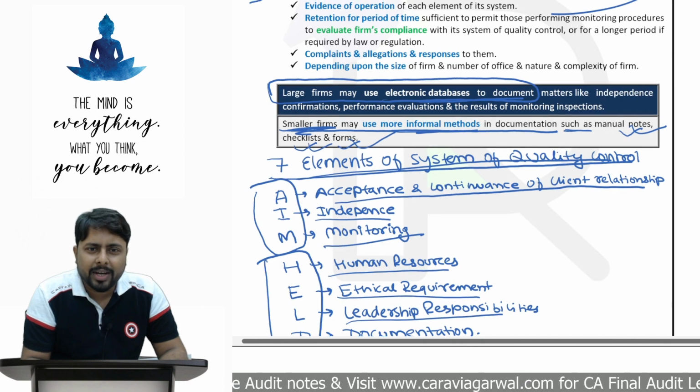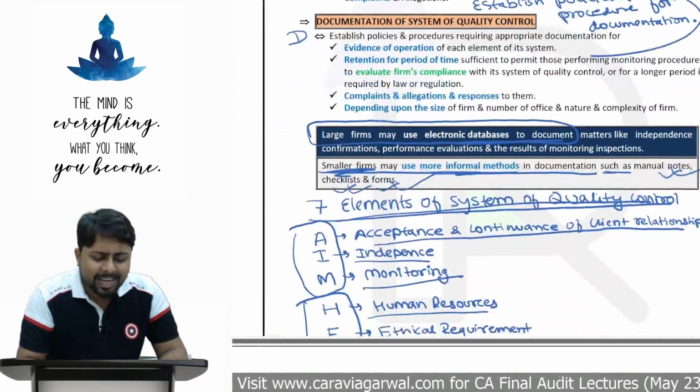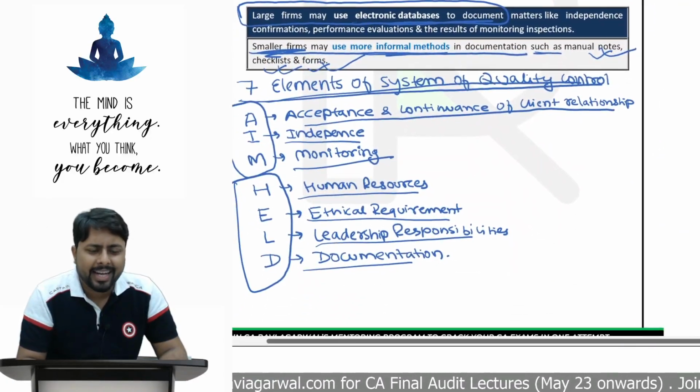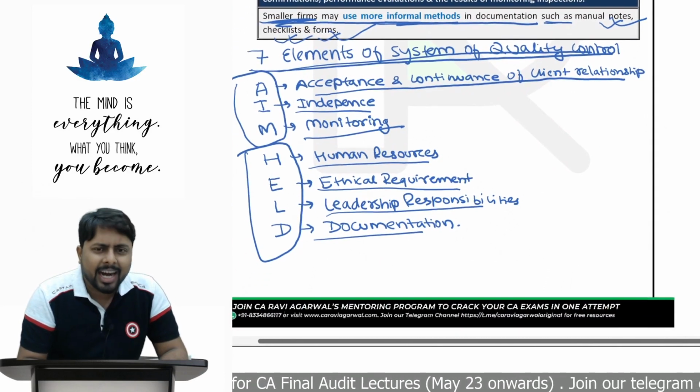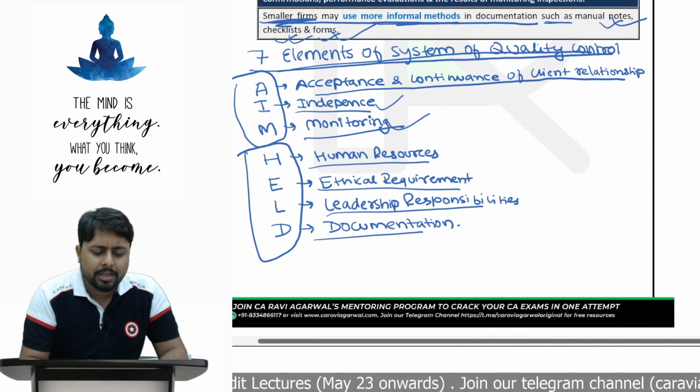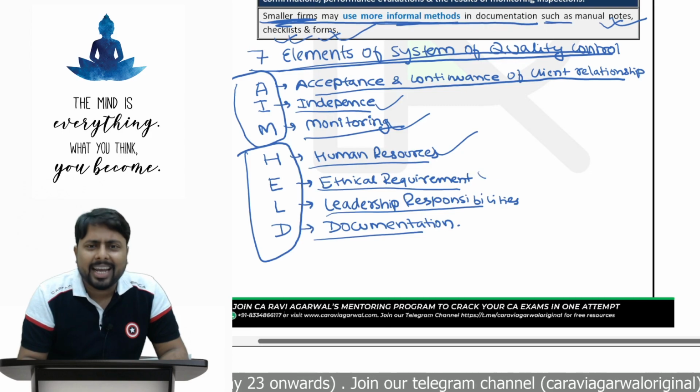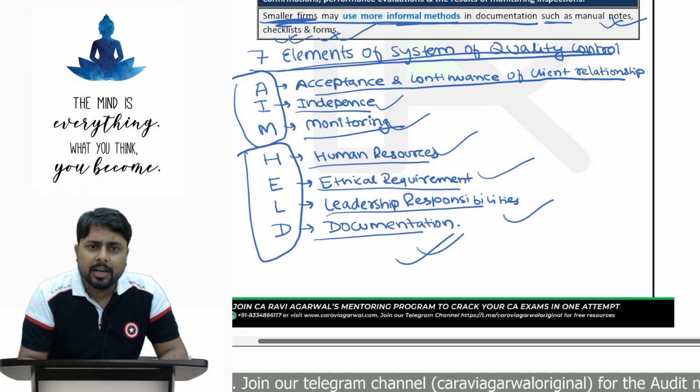That's it, guys. So we are done with this chapter. Once again, 7 elements of system of quality control. AIM HELD. A is acceptance and continuance of client relationship. I is independence. M is monitoring, and H is human resources, and E is ethical requirement, and L is leadership, and D is documentation. Done, guys.